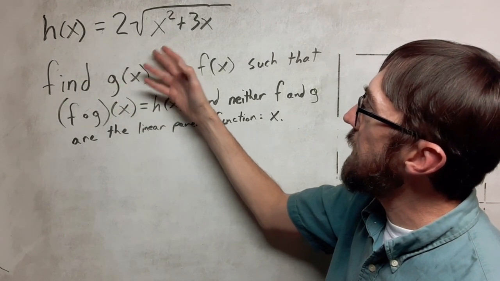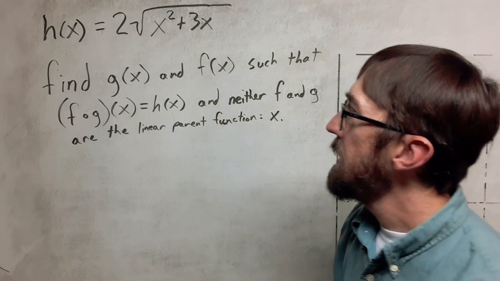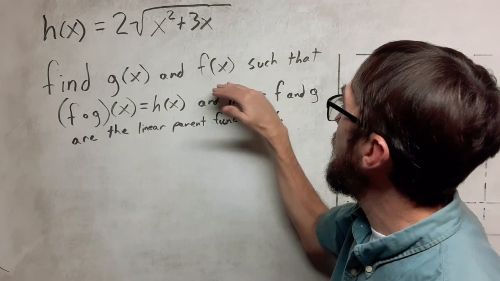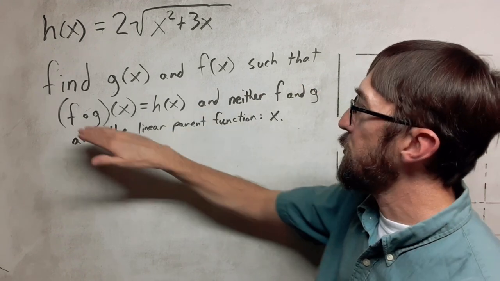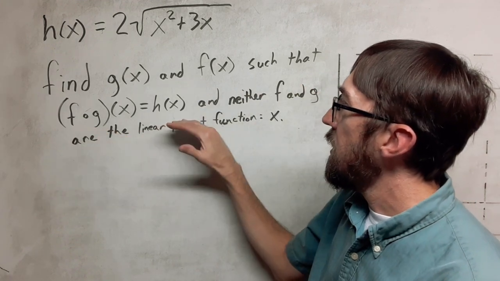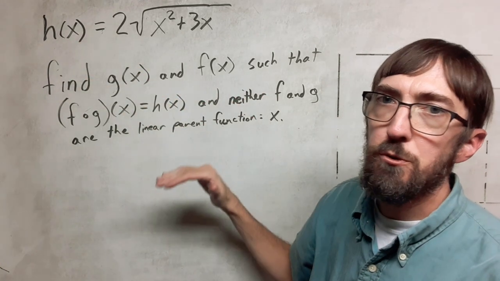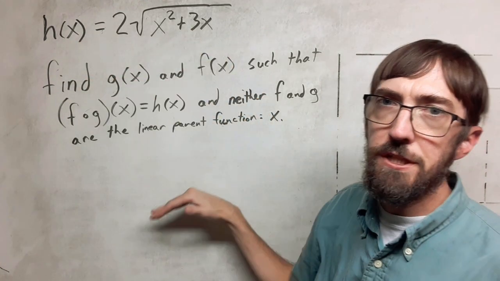We are going to take a look at this function h of x equals 2 times the square root of x squared plus 3x. And we want to find a function g of x and a function f of x such that when we compose them, that will give us back the h of x. So in other words, what we're doing is we're taking a function and we're decomposing it.